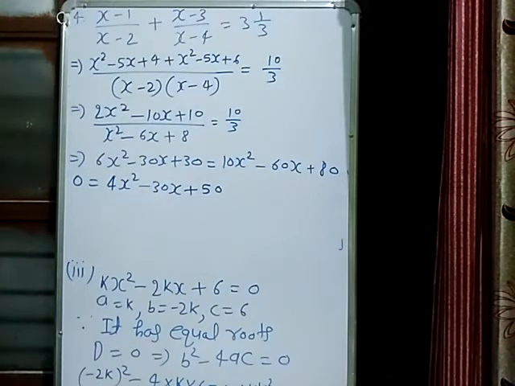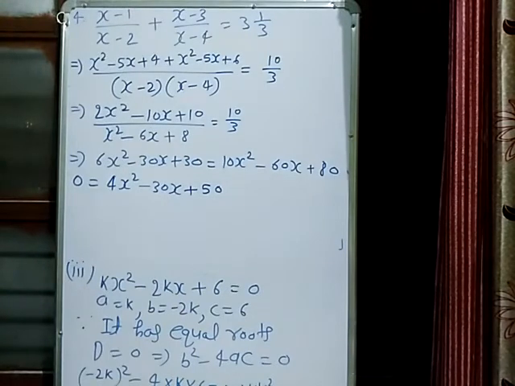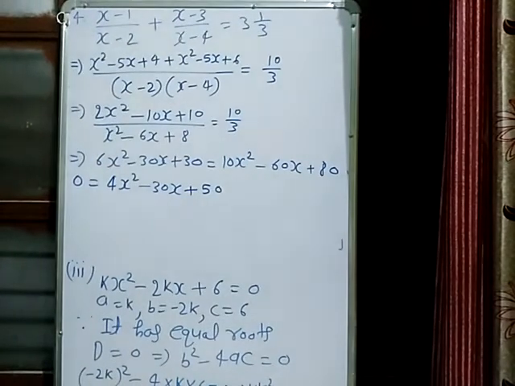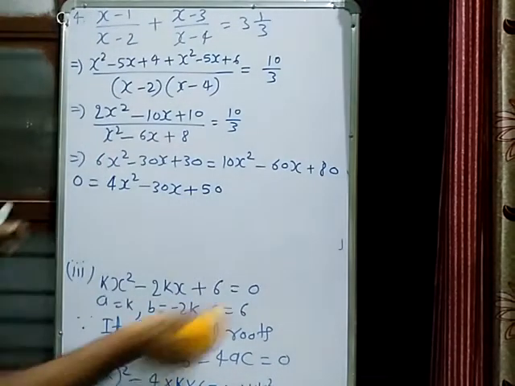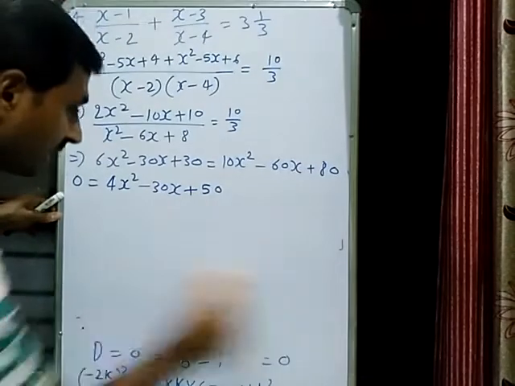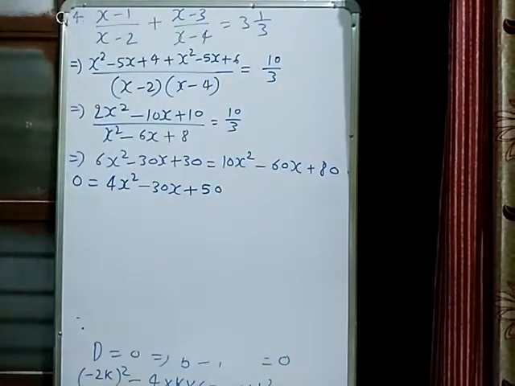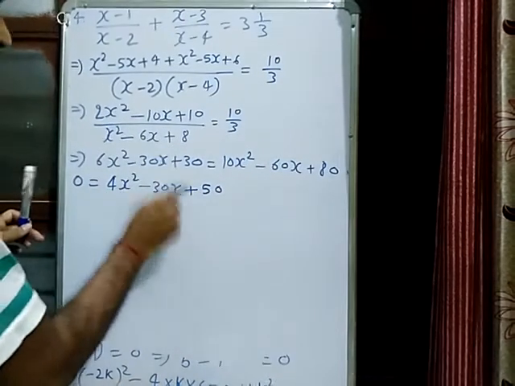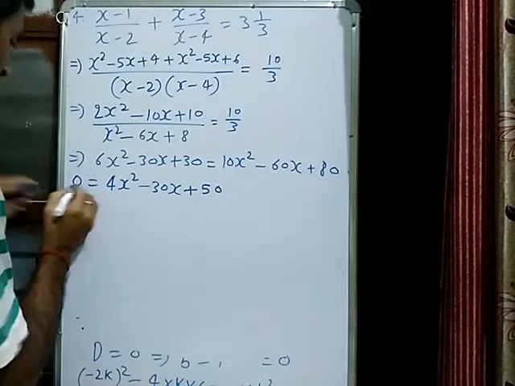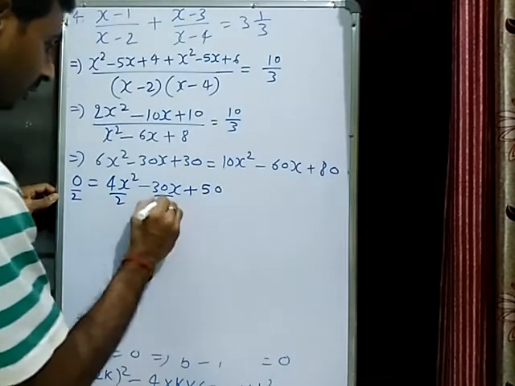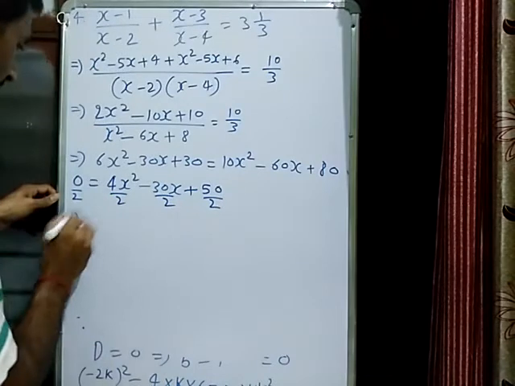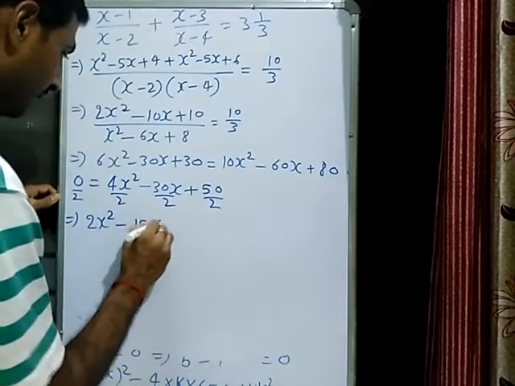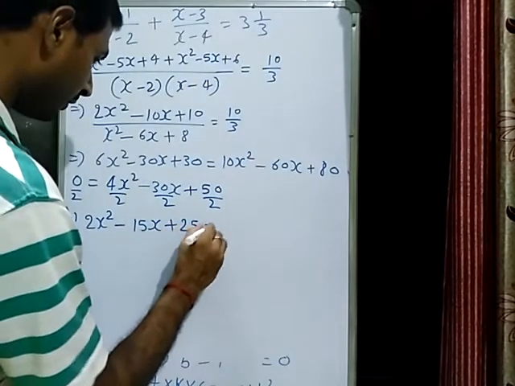Students, we need to solve this question using the quadratic formula. Many of you have not done it by the quadratic formula. You need to solve the question by the quadratic formula because it is given here. But one more thing you can do: because all terms are divisible by 2, you can divide all the terms by 2, and you will get 2x square minus 15x plus 25 is equal to 0.